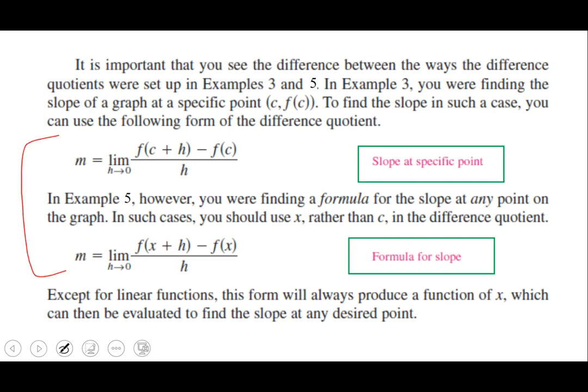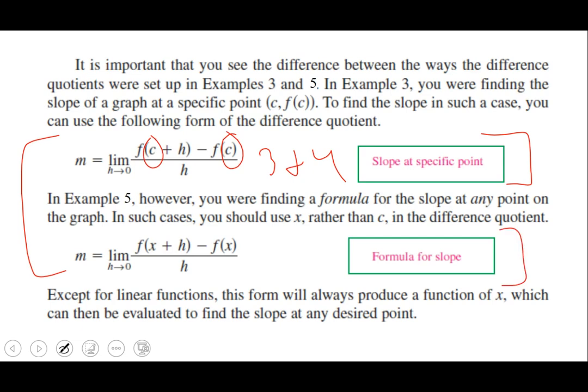In both of these cases, you are finding the slope of the tangent line by finding the limit of the slope of the secant line. But for the first case, you're doing it at a specific point. So that was examples 3 and 4. For those types of problems, you're actually going to make the x whatever the x value of the ordered pair is, okay, whatever the constant is.